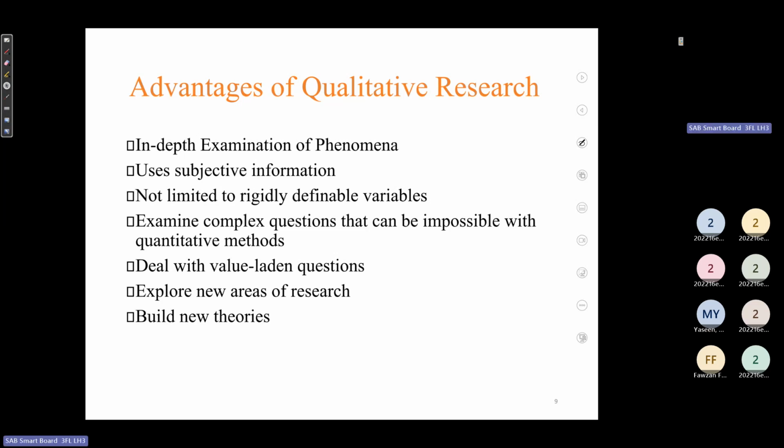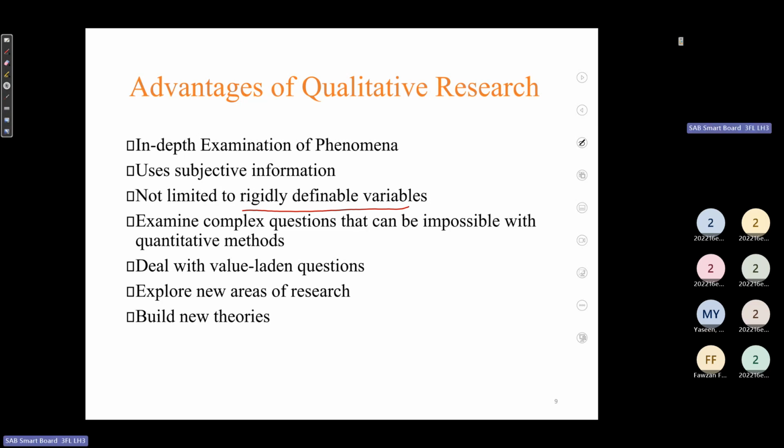For example, if I want to see why JK became successful, I will interview them, go there, see their documents, go in depth. So that's an advantage of qualitative research. Number two, it uses subjective information, not always objective information. It is not limited to rigidly defined variables. You don't need to have variables in qualitative research. In quantitative research, you need to define and measure variables, which is not precise.